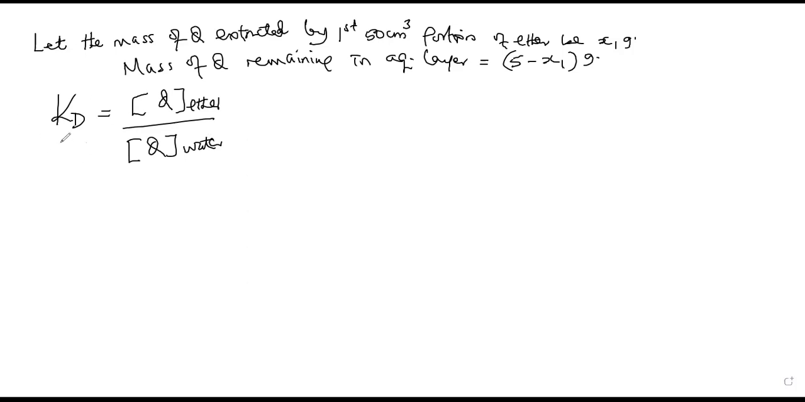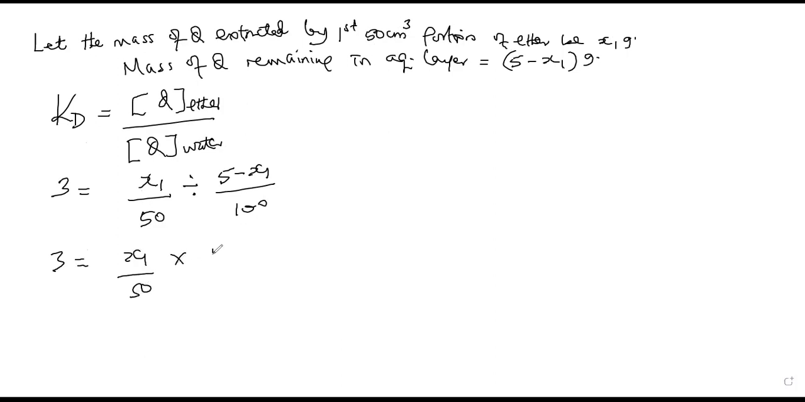So our Kd does not change because it is a constant ratio. So 3 is equal to concentration of Q in ether, which is X1 out of 50, because we are using the first portion volume, divided by Q in water, which is 5 minus X1 over the volume of water, which we will keep the same, 100. So 3 is equal to X1 over 50 times the reciprocal, which will be 100 over 5 minus X1. This one will make 2X1, because this one will reduce by 1 and making this one 2.